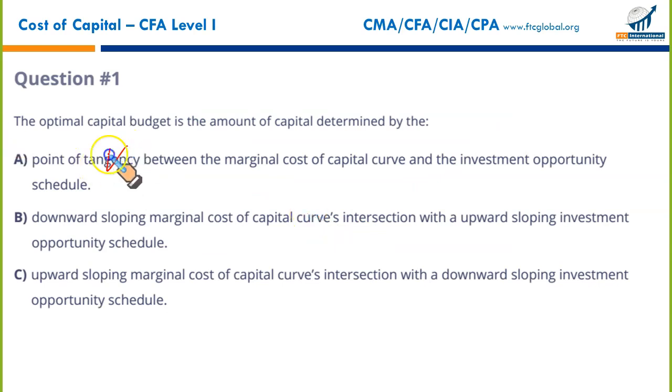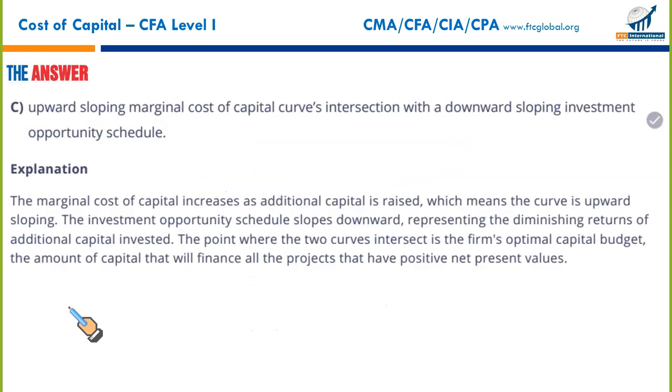The point of tangency? No, not tangency, just where these two curves intersect. Downward sloping marginal cost curve? No, the marginal cost curve is upward sloping, we've just seen. Upward sloping marginal cost of capital intersects with the upward sloping investment opportunity schedule? The investment opportunity schedule has a negatively sloping curve, so these are totally the other way around. So that means C must be the right answer: the upward sloping marginal cost of capital curve where it intersects with the downward sloping investment opportunity schedule. That's where you have your optimal capital budget, given with option C.